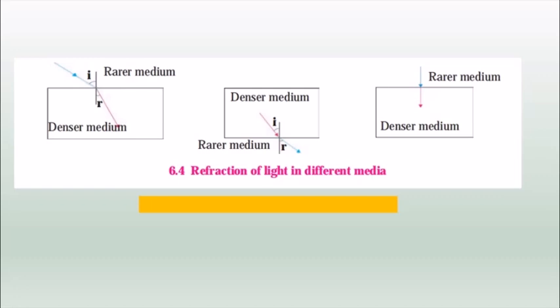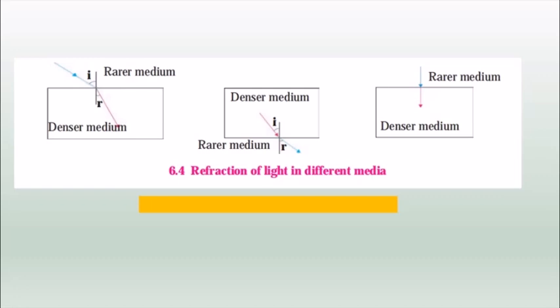In the next figure, we can see that the light ray is passing from a denser medium to a rarer medium. And here when it passes from denser to rarer, the light ray bends away from the normal. First it was towards the normal, and here it is bending away from the normal.